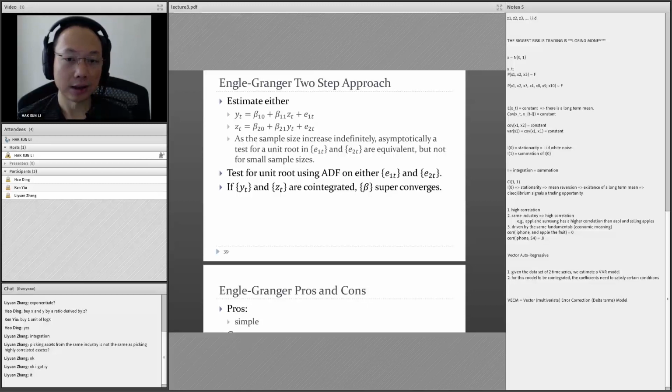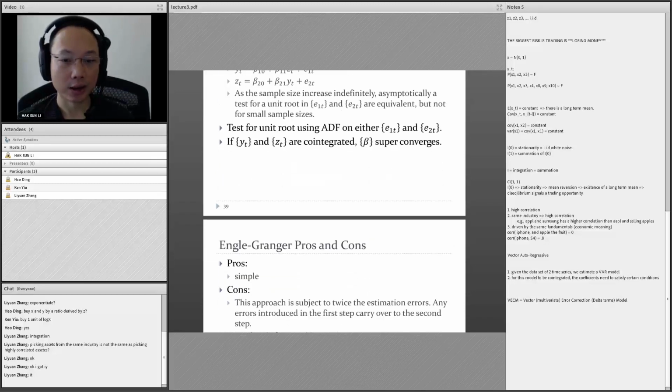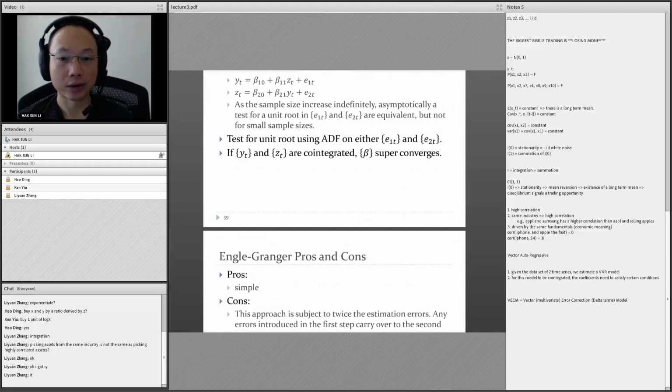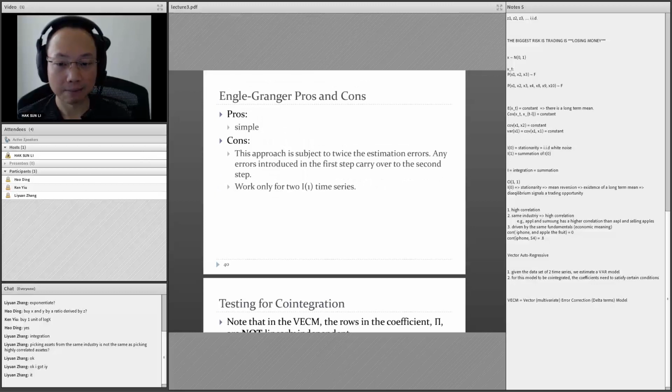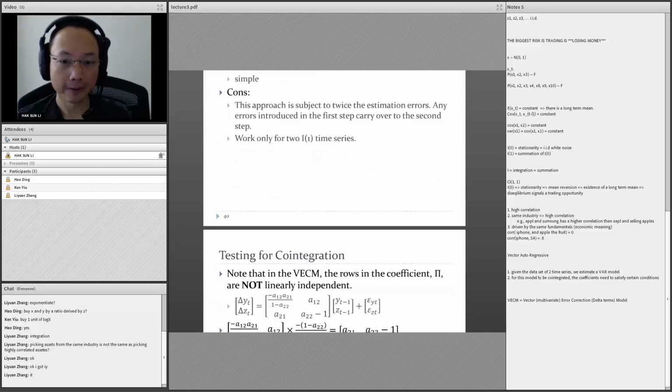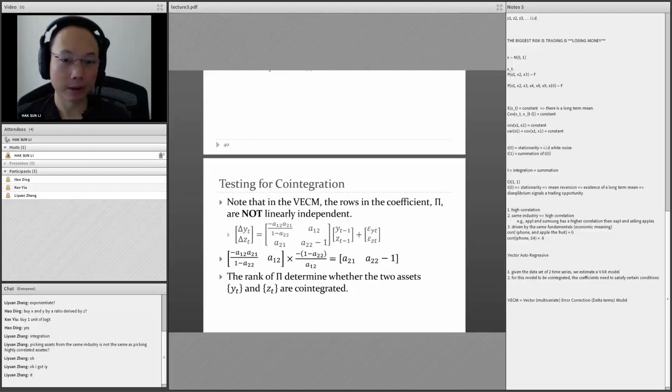And more importantly, this is a 2-step procedure, so it's subject to bigger estimation errors. I think most people don't use this. The other approach is called the Johansen procedure, and this is what we're going to talk about.